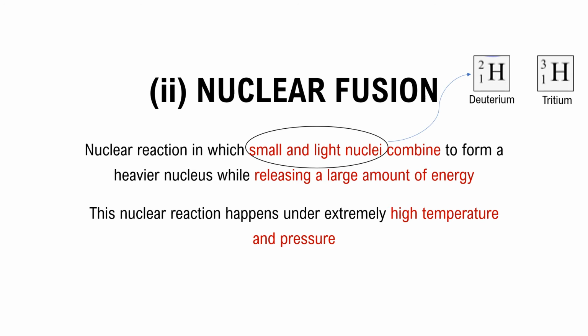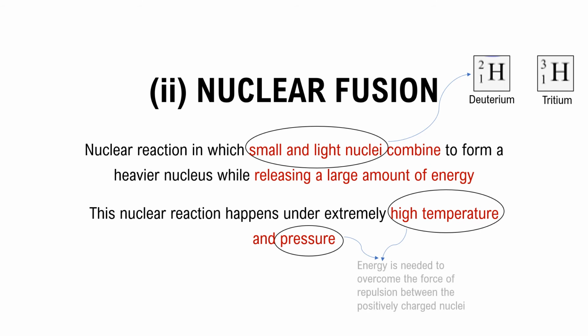Then why is nuclear fusion not used to generate electricity? This is because for nuclear fusion, two conditions are required. They are high temperature and high pressure. So, the energy is needed to overcome the force of repulsion between the positively charged nuclei. The nuclei must be heated to 100 million Kelvin or more, so that the nuclei will have enough kinetic energy to overcome the electrical repulsion between nuclei.